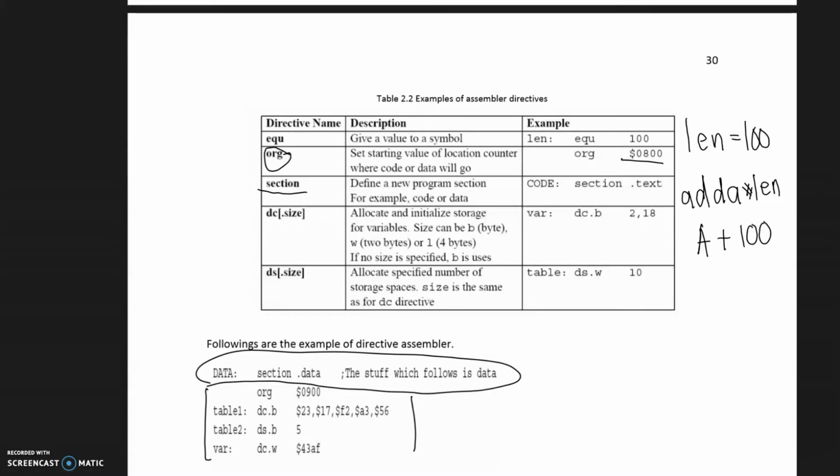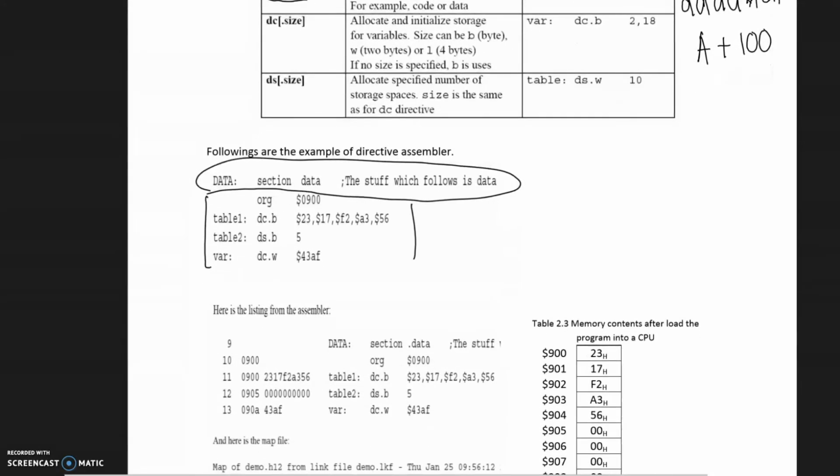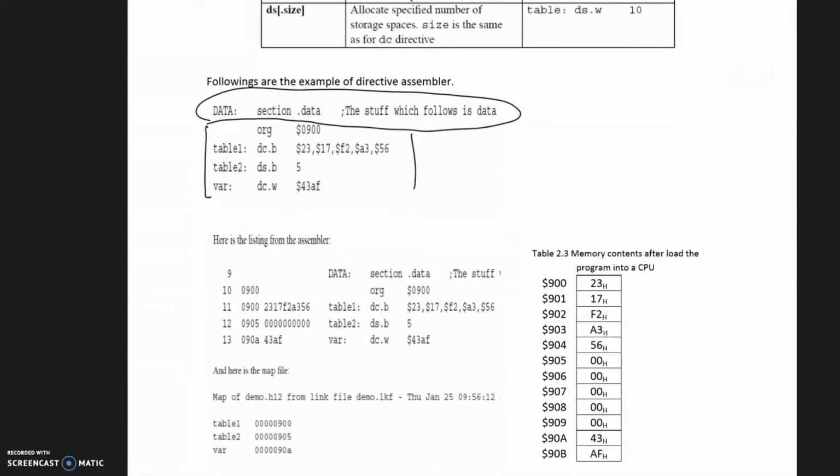And then we have dc.size and ds.size. Now we proceed to the example of assembler directives. We start with origin 900 and then we have a label. This is just a label; you can put anything. Let's say we have the data: dc.b, and then ds.b, and another one, dc.w.